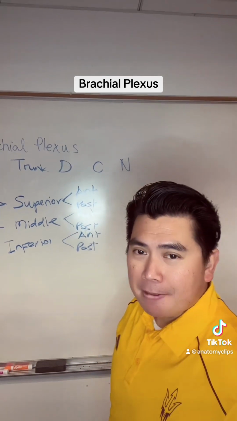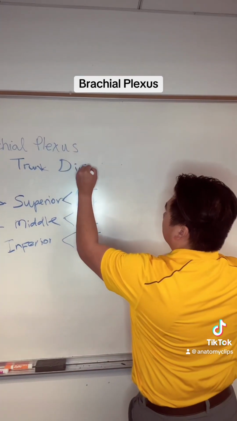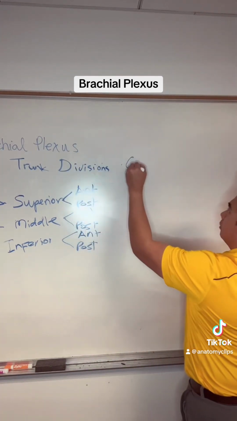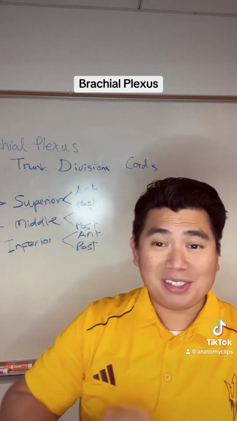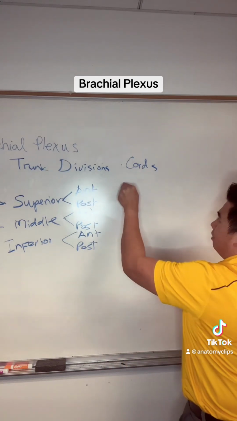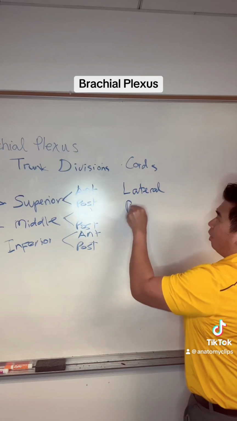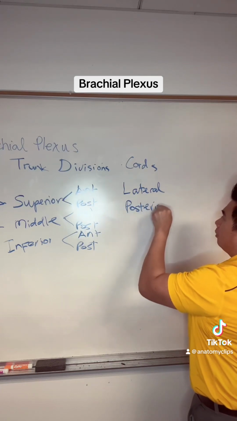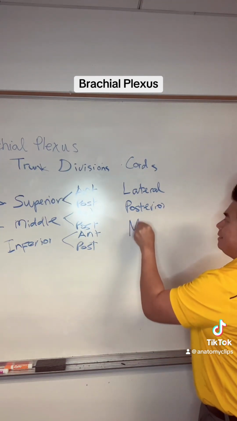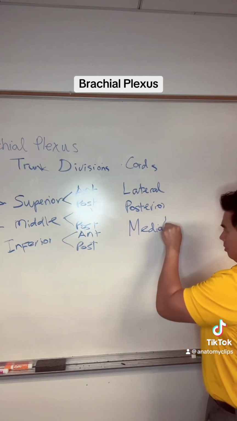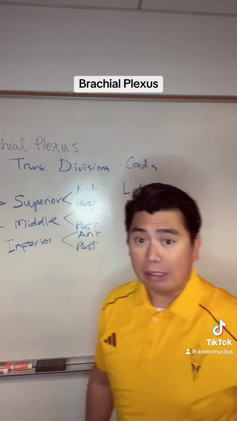All right. Next, let's do cords. From the cords, we have three types. What are they? We have the lateral cord, we have the posterior cord, and lastly, we have the what? Medial cord. Not median, not middle. It's medial cord. All right?